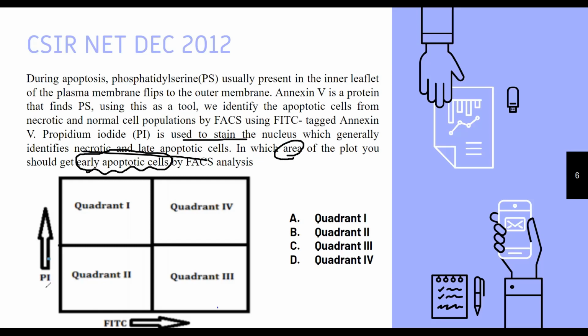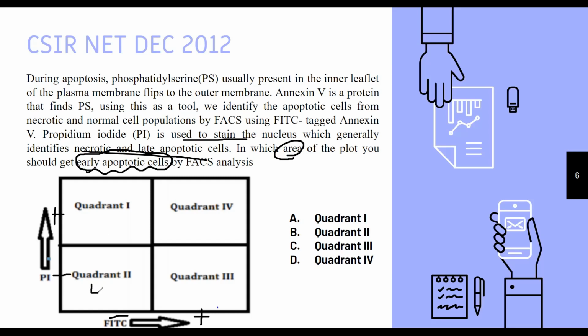Now here, same logic. FITC, anything that is here is negative for FITC, anything that is here is positive for FITC. FITC is nothing but annexin V conjugated. So here negative means the cell is not apoptotic, positive means apoptotic. PI, this is PI negative. This one will be PI positive. Okay. Now we need an apoptotic cell. Now, when both of these are negative, that means this is a live cell.